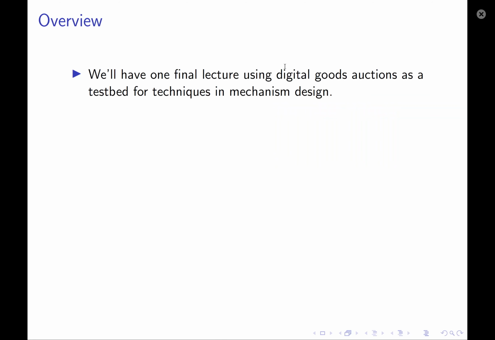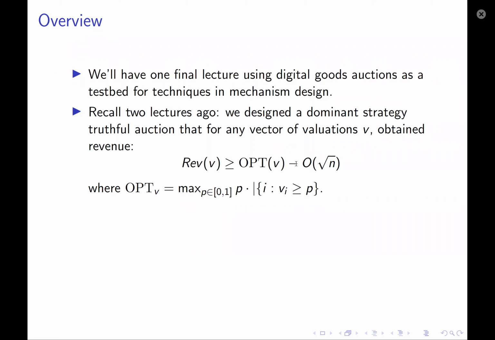Okay, so just as we have done for the last 5 or 6 lectures, in this lecture, and this is the last such lecture, I promise, we will again use digital goods auctions as our test bed to try out new techniques in mechanism design. It's been a fruitful test bed, and we're going to keep trying to exploit it. So let's just remember some stuff we know about digital goods auctions.